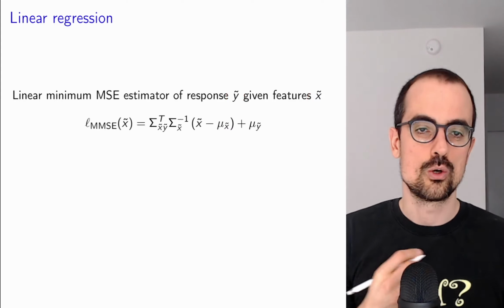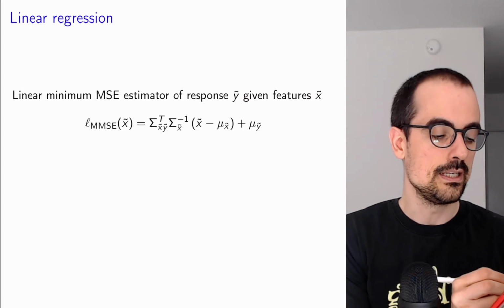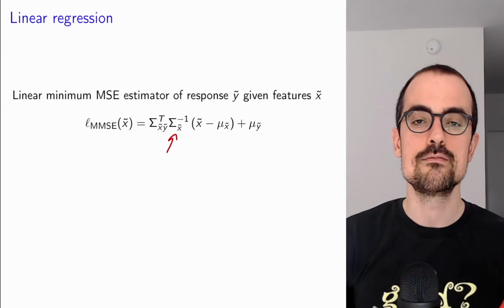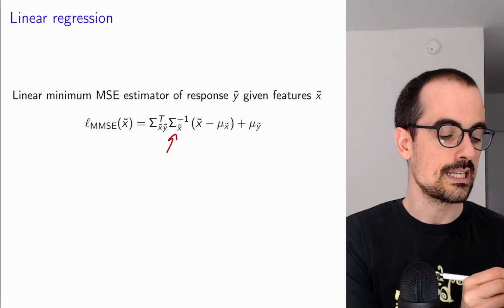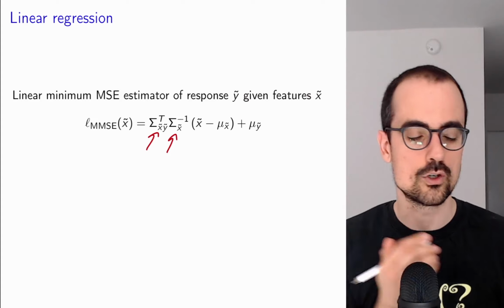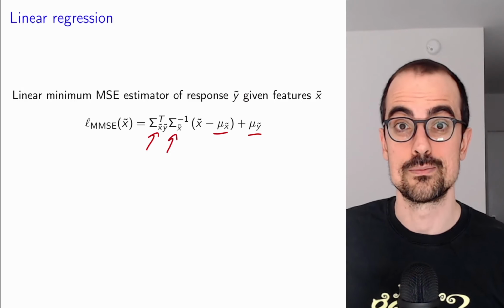In the video, we showed that the optimal linear coefficients correspond to the inverse of the covariance matrix of the features times the cross covariance between the features and the response, and then there's an additive constant that accounts for the mean of the features and the mean of the response.